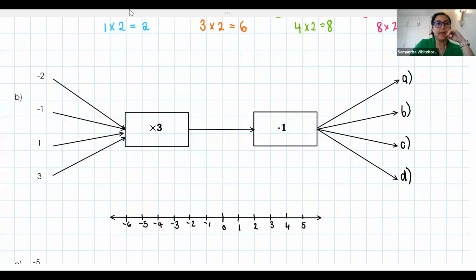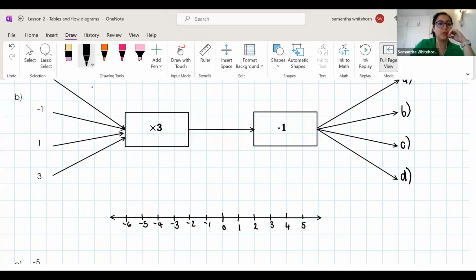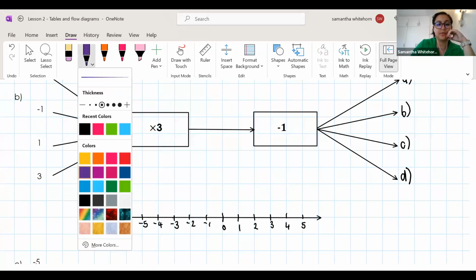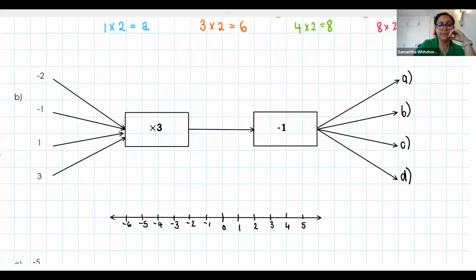Alrighty, grade 8, hands up. Would anyone like to help me with the first one, which is an input of -2? Right, Jacinta? Number 1, I say -2 times 3, it gives me -6. And then I say -6 minus 1 gives me -7.